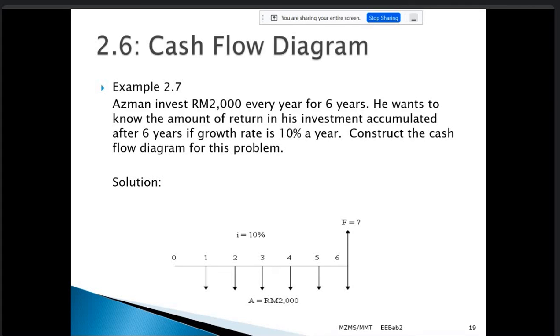He wants to know the amount of return on his investment accumulated after 6 years if the growth rate is 10% a year. Okay, so every year, and then at the end, at year six, how much is the return of his investment if I is 10%. So we have to calculate how much at the end of 6 years after you invest 2,000 every year for 6 years. So that is the cash flow, how to do it. Why is the F positive? Because of return of investment, you get the money.